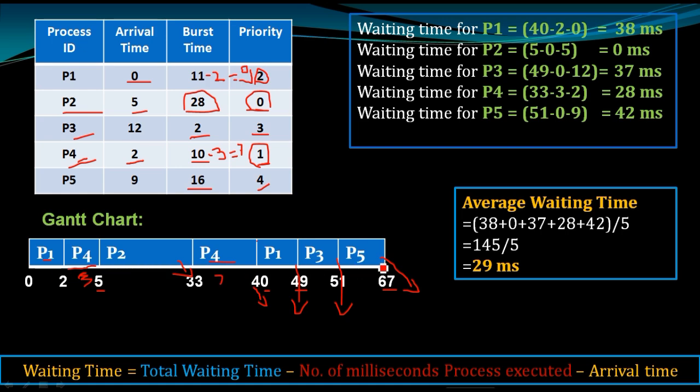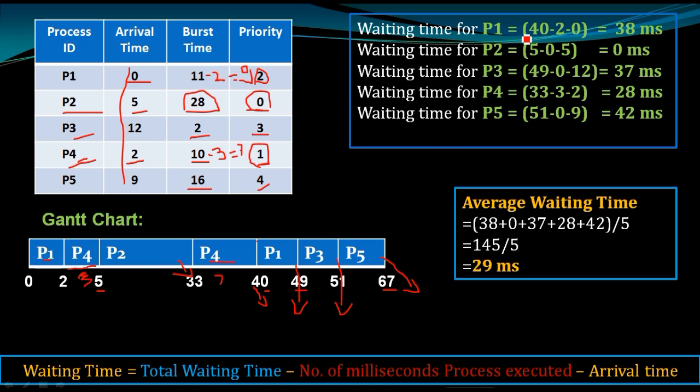Okay. Now, based on the priority scheduling and based on the arrival time of these processes, we have prepared this Gantt chart. Now let us consider the waiting time. To calculate the waiting time, at the bottom you can see the formula. Waiting time equals total waiting time of the process minus number of milliseconds the process executed previously minus arrival time of the process, right? So based on this formula, we have P1.